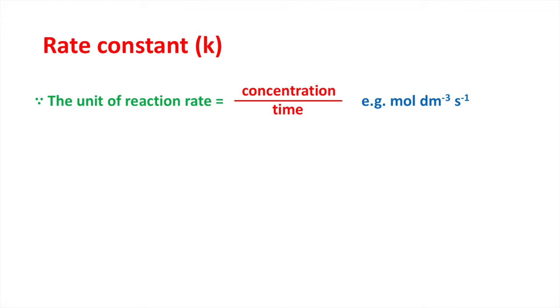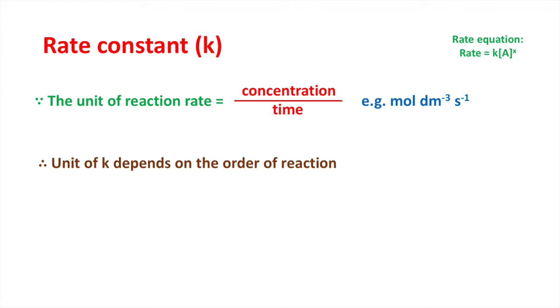Finally, for the rate constant K, because the unit of reaction rate is always concentration over time, for example, mole per dm cube per second, from the rate equation we can conclude that not only the value but also the unit of K depends on the order of reaction.